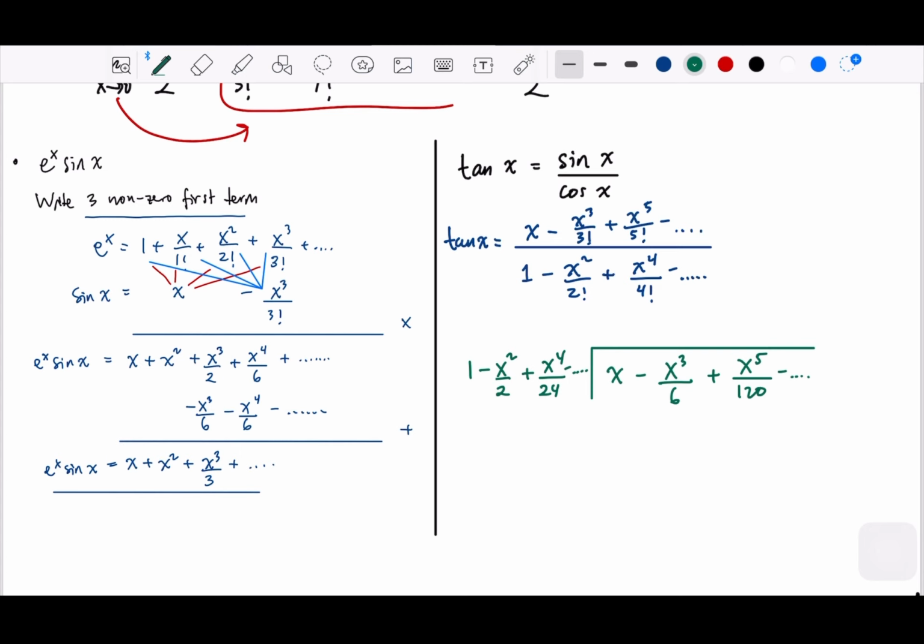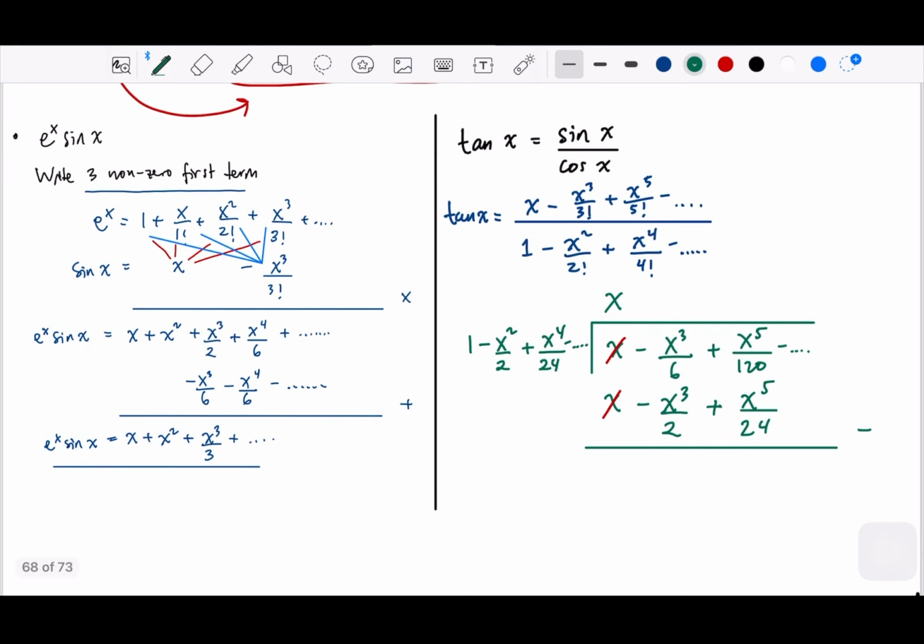Okay, we can start with x, right? We can start with x to cancel the first x. Okay. So this will be x minus x cubed over 2 plus x^5 over 24, and then minus x will be cancelled. Now negative x cubed over 6 now becomes plus x cubed over 2. So it's x cubed over 2 minus x cubed over 6, which is x cubed over 3, right?